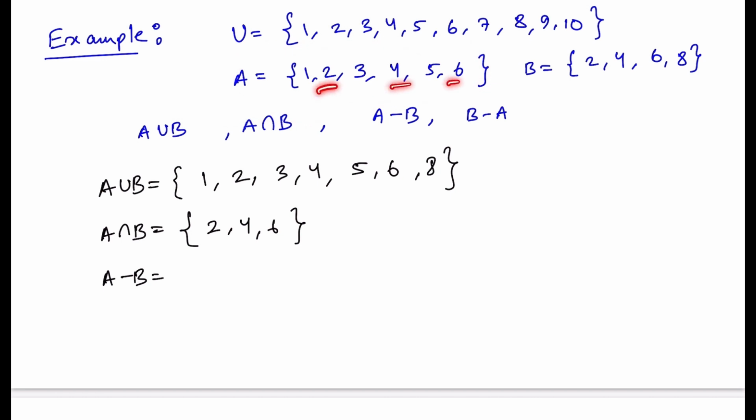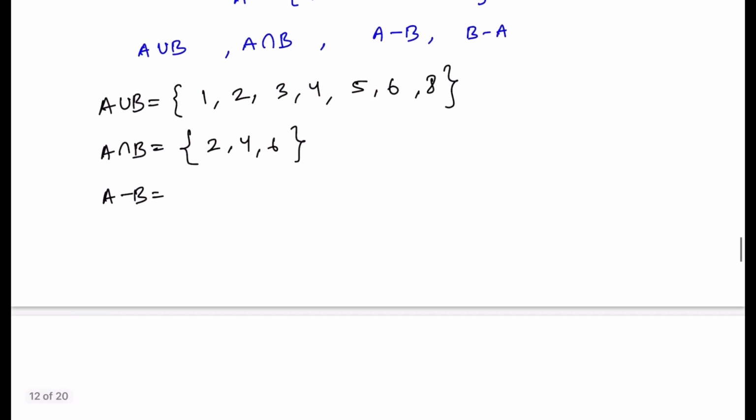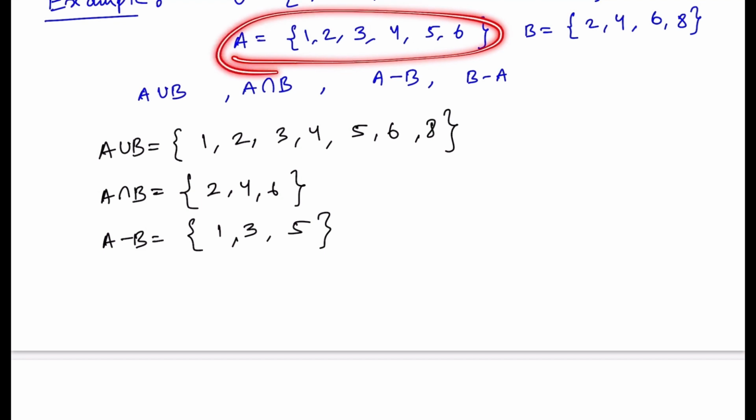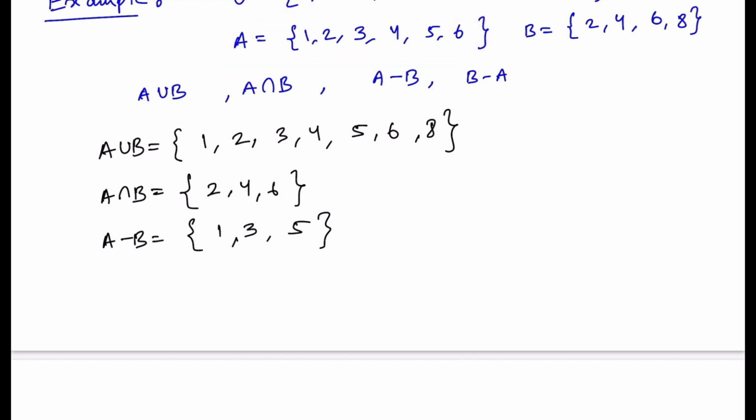2, 4, 6 are the elements of B. So we just have to remove these elements 2, 4, and 6. So what are the remaining elements? The remaining elements are 1, 3, and 5. From set A remove all the elements of B. B has these 4 elements, of which 2, 4, and 6 are also elements of A, so remove these 3 elements. The remaining elements will be A minus B.